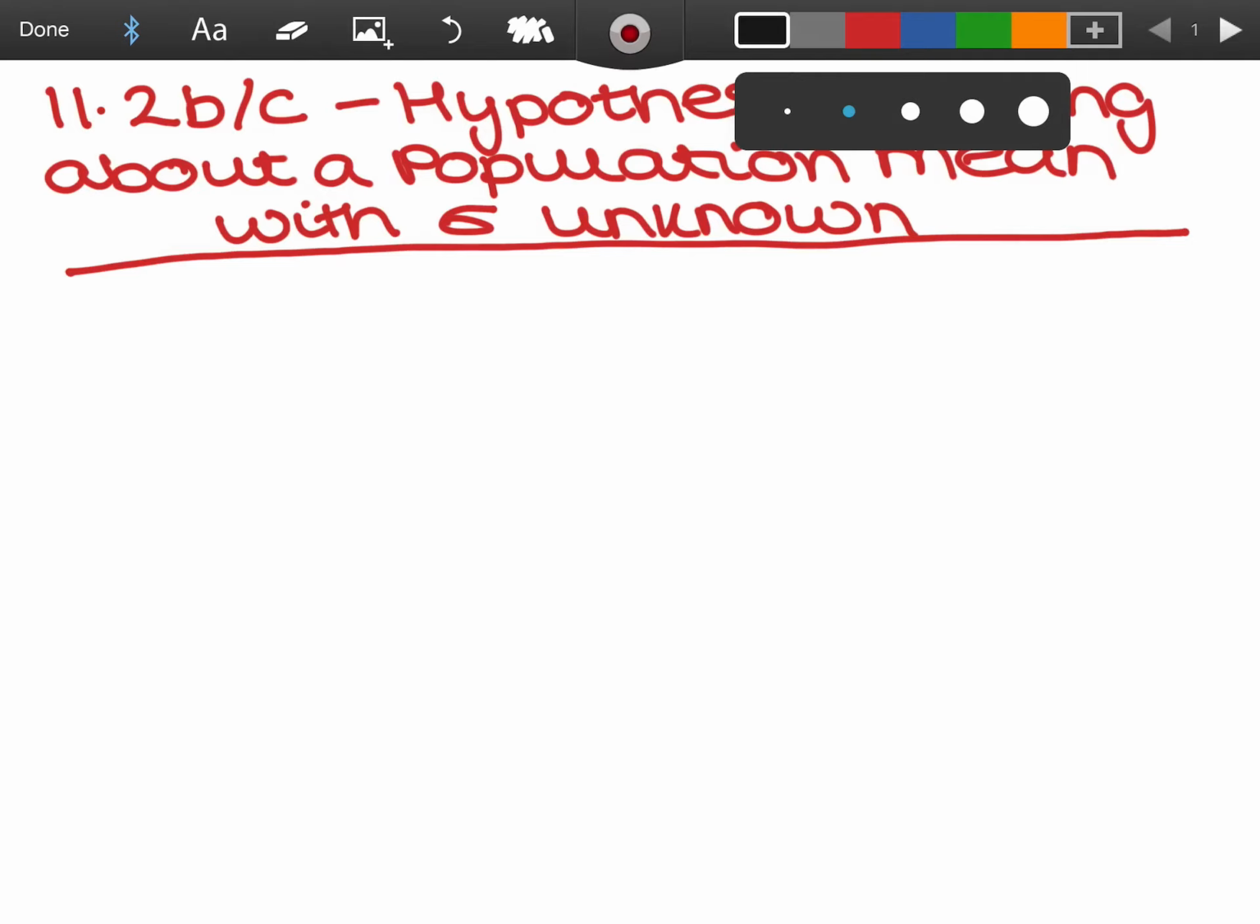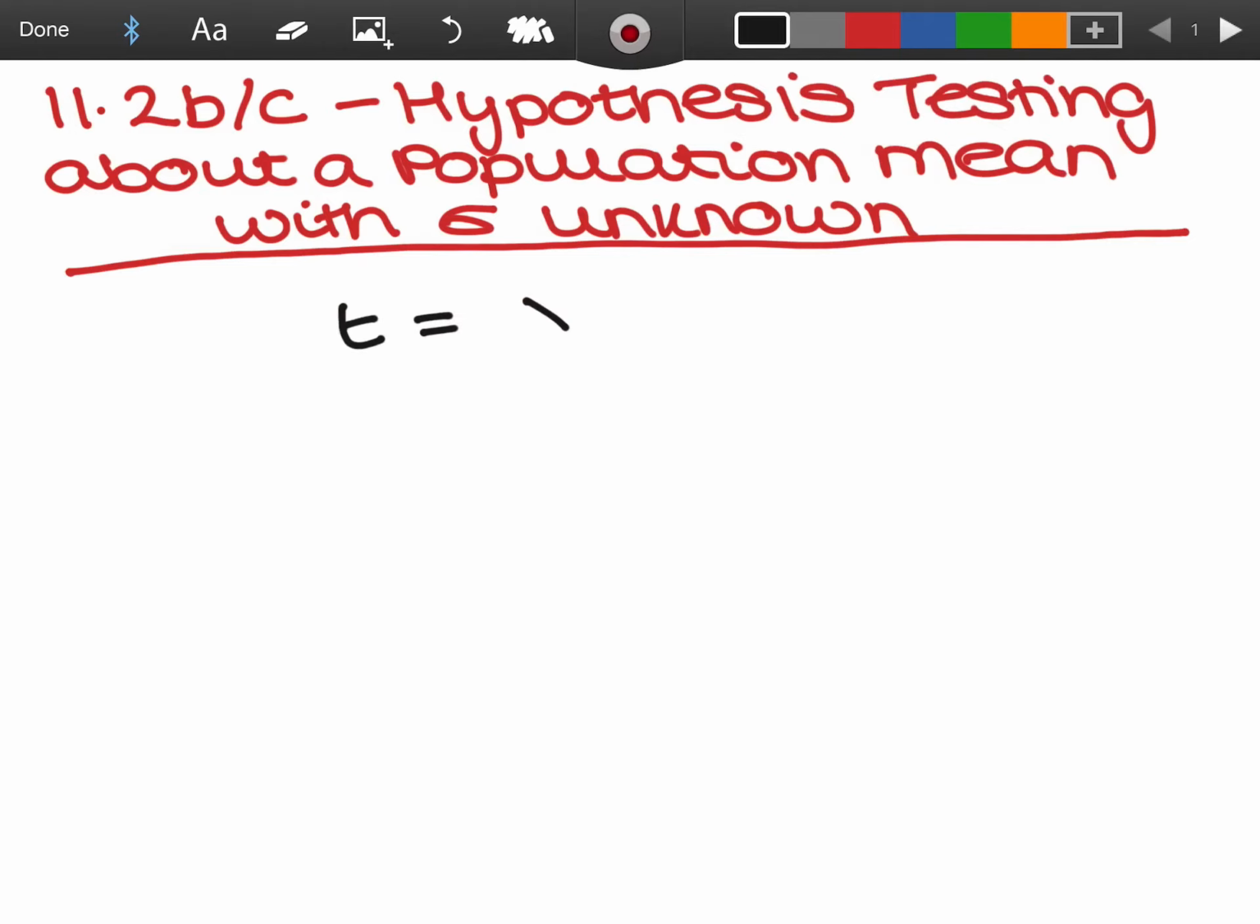But if you remember back to when we did confidence intervals, that actually gave us something called a student's t-distribution. So we actually end up with a t-value rather than a z-value, okay? But the actual formulation of this is almost exactly the same as what we've done before. It's just that now our test statistic is going to look very slightly different. I'll quickly write down what that test statistic is, and then we can talk about it.